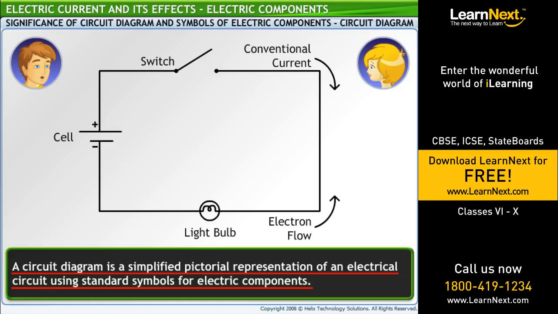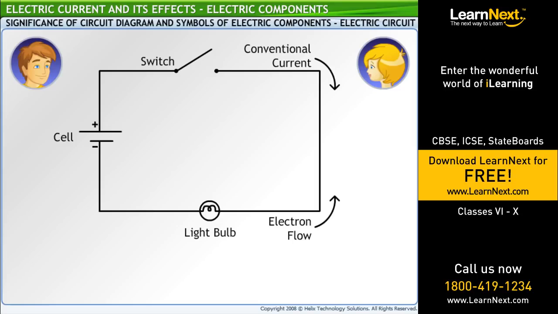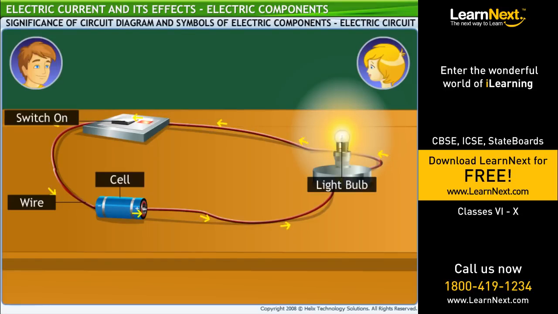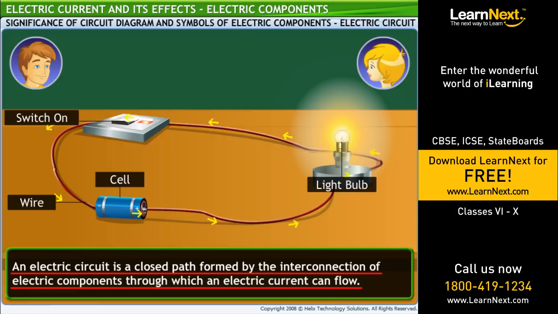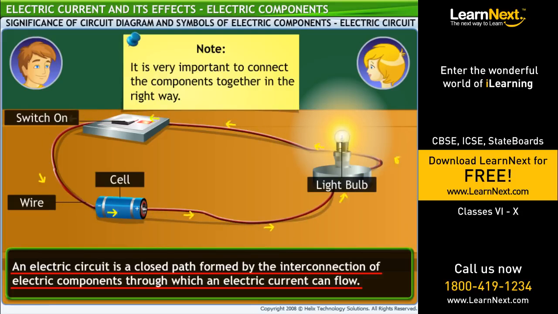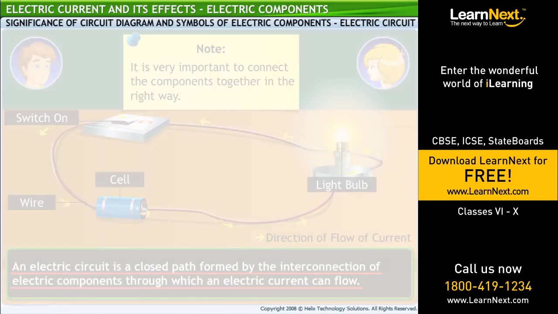I think you know what an electric circuit is, right? Of course! I've learned about it at school. An electric circuit is a closed path formed by the interconnection of electric components through which an electric current can flow. That's right. So you have the basic idea of what makes up a circuit.